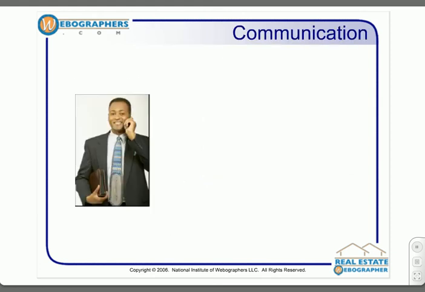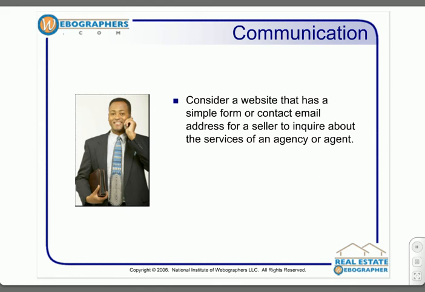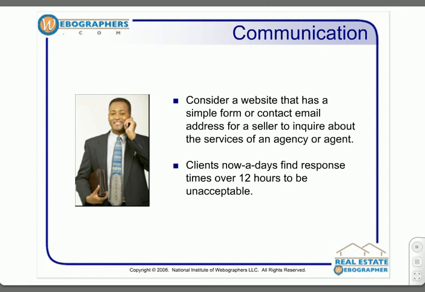Consider a website that has a simple form or contact email address for a seller or buyer to inquire about the services of an agency or agent. Clients nowadays find response time over 12 hours to be unacceptable.